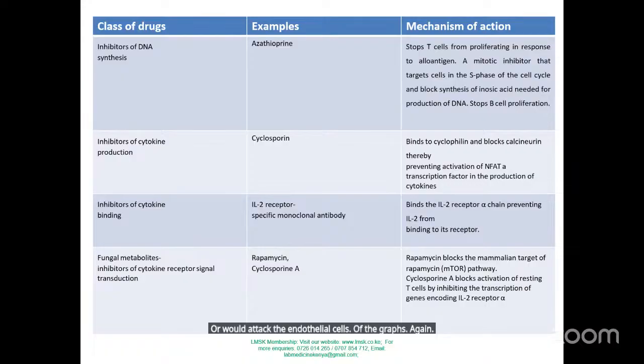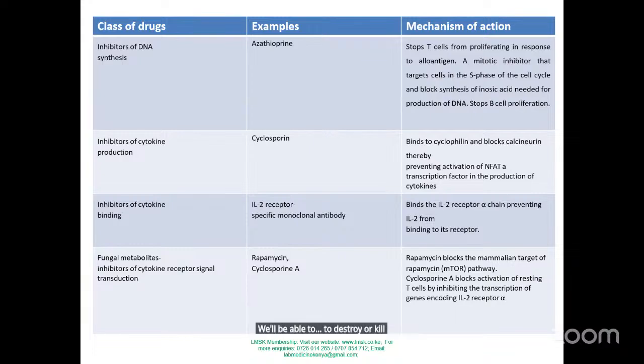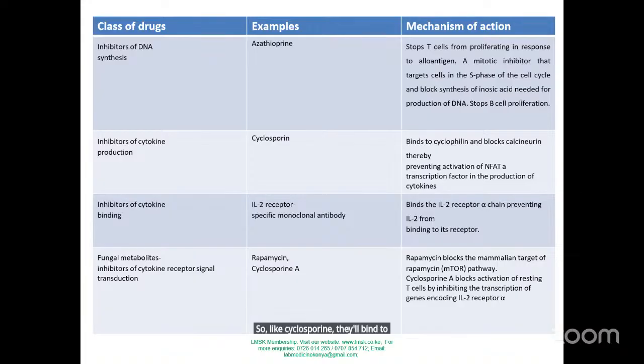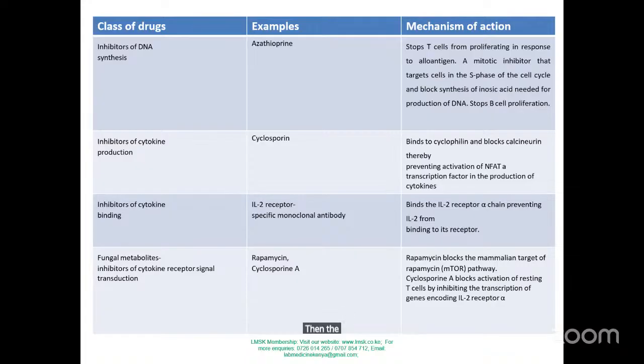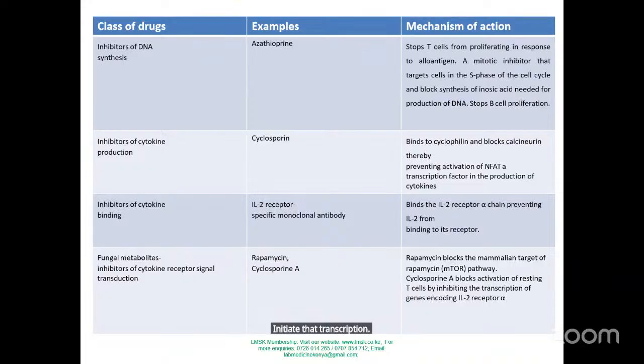Again, when they stop T cell proliferation, what happens? We are not able to get the effector T cells that would destroy the cells of the newly transplanted graft. The next one is inhibitors of cytokine production. We've talked about cyclosporin and seen its mode of action. It binds to cyclophilin and blocks calcineurin, preventing the dephosphorylation and activation of NFAT. NFAT is needed for the transcription of interleukin-2 or cytokines, because it is NFAT that moves into the nucleus and initiates that transcription.